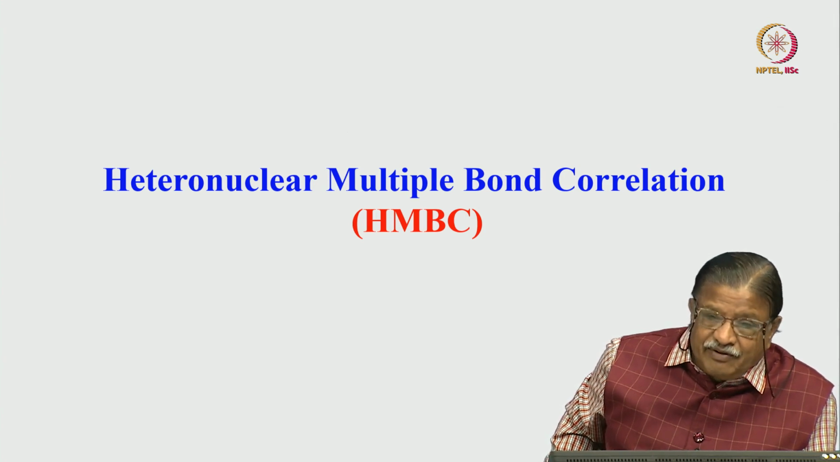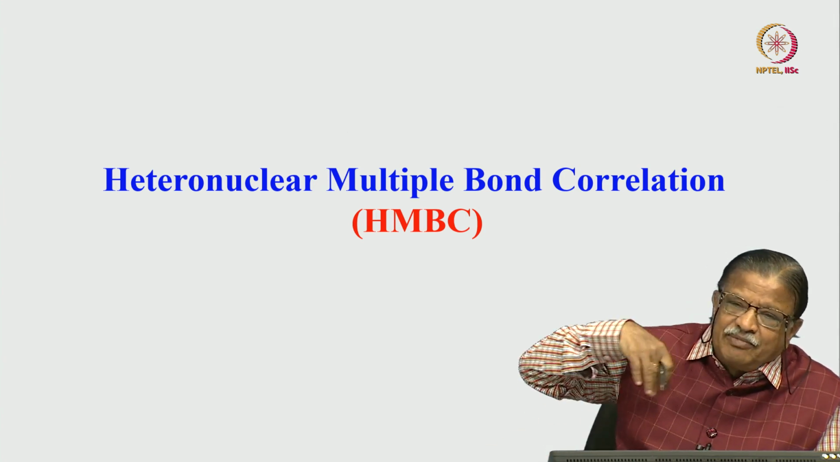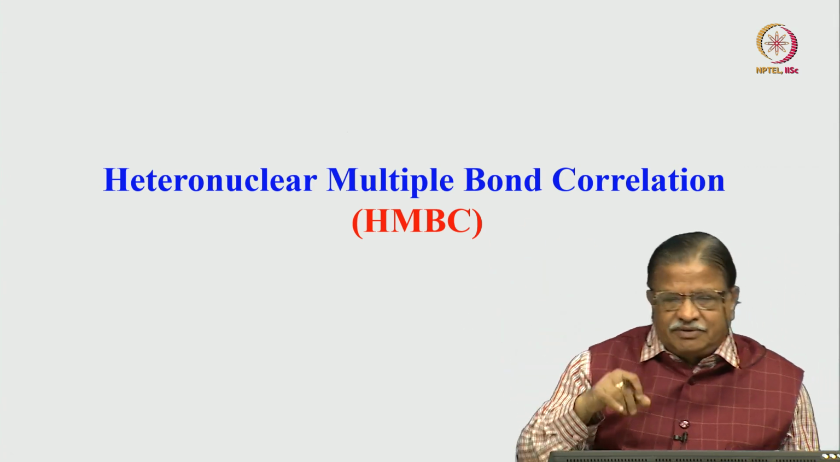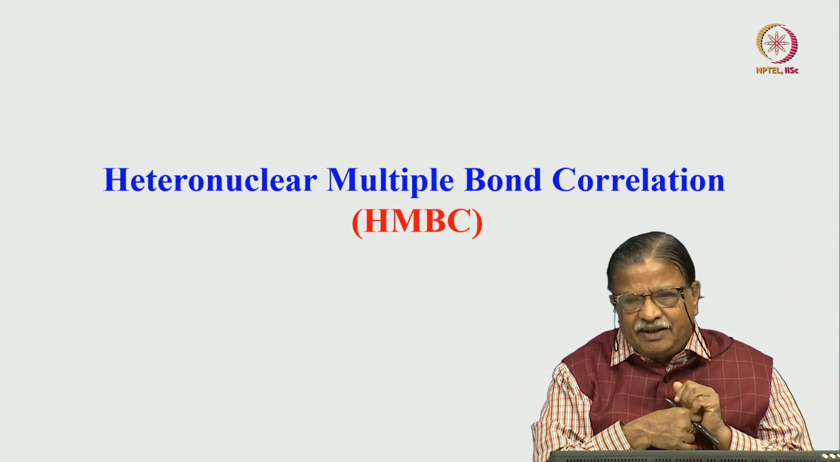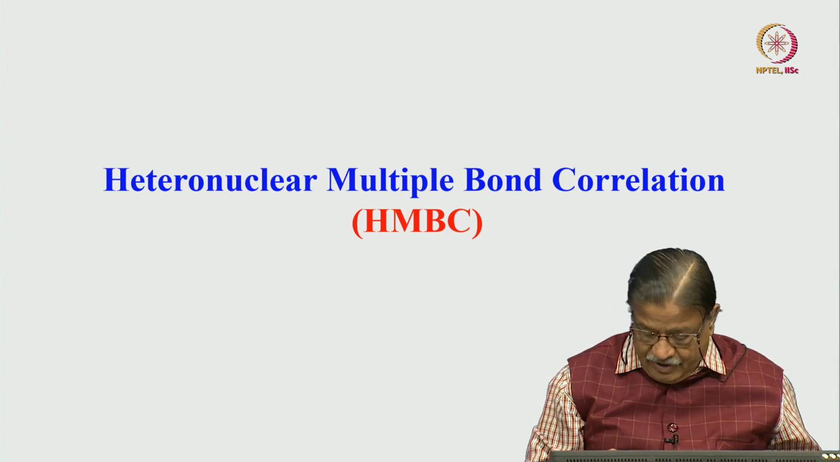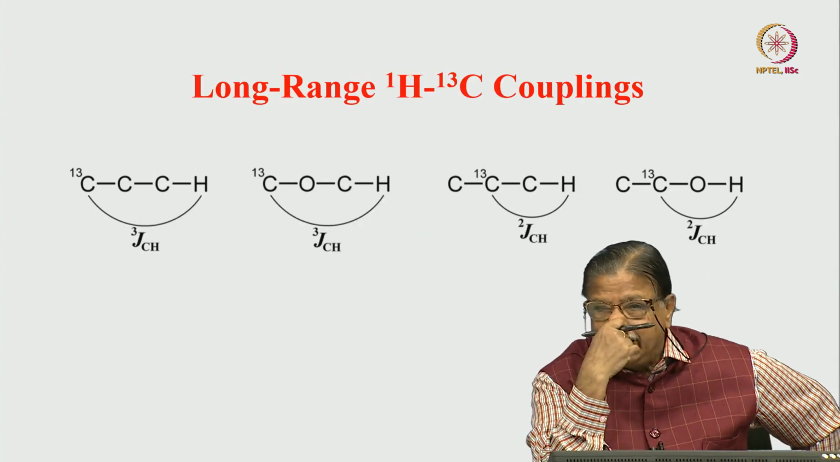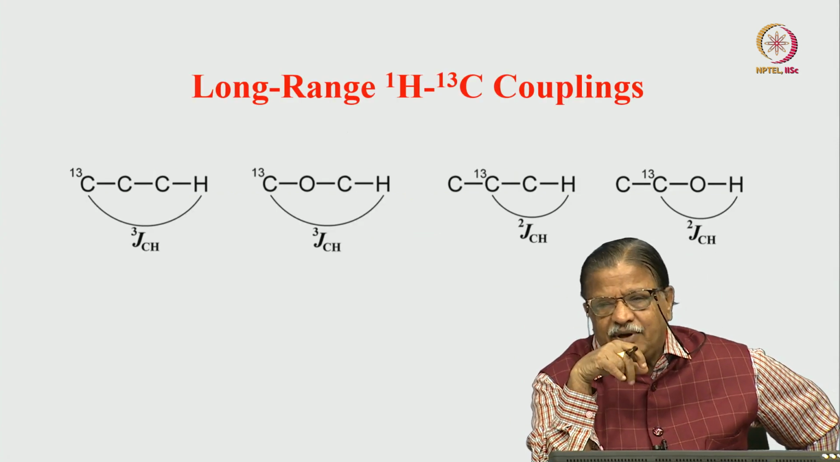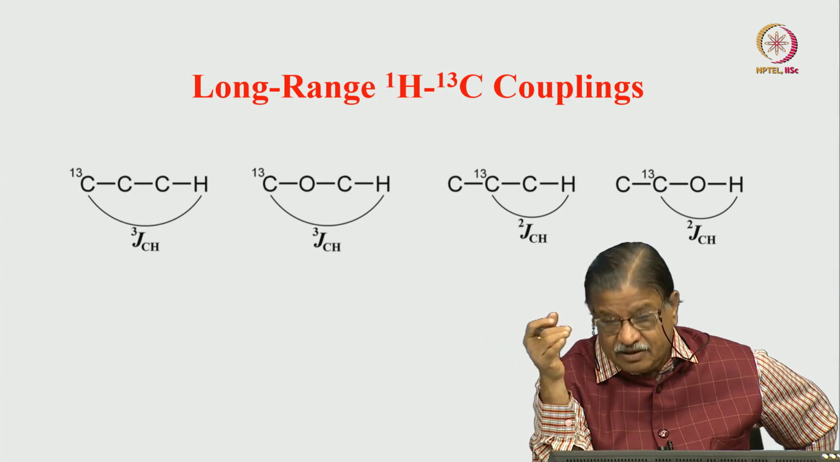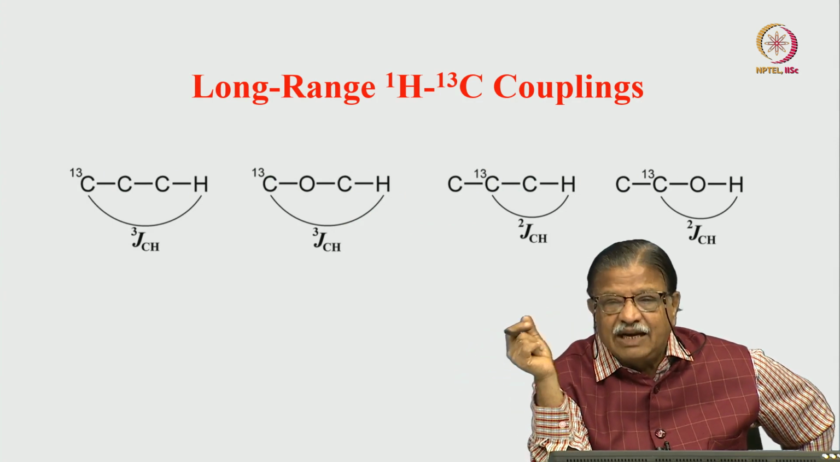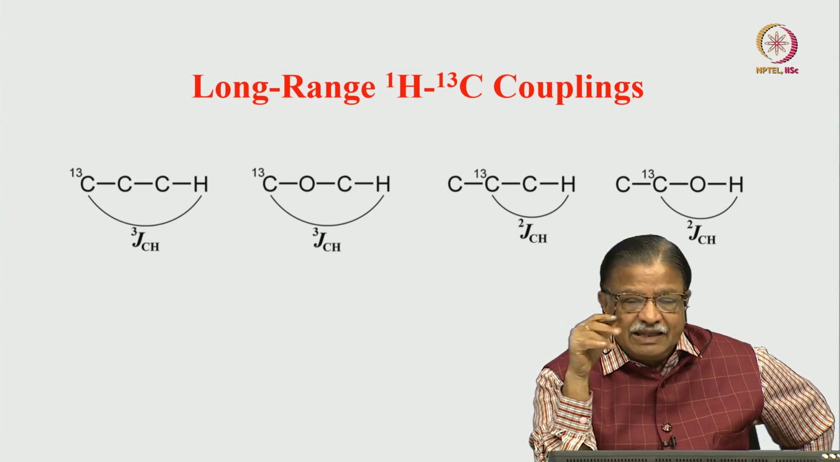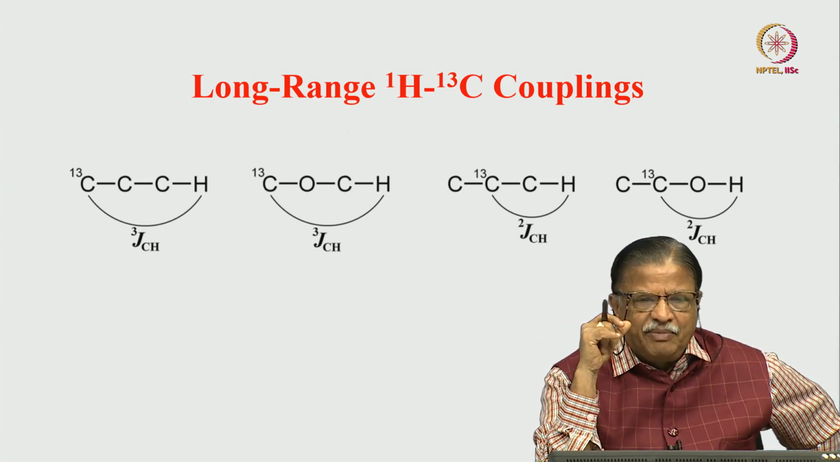Multiple bond means not several at a time. Two nuclei separated by multiple bonds. That is what the convention meaning. So multiple bond correlation, we can use that. Advantage here is it is not only directly bonded, long range coupling. It's remotely bonded. That we can get. This is the very immediate advantage.